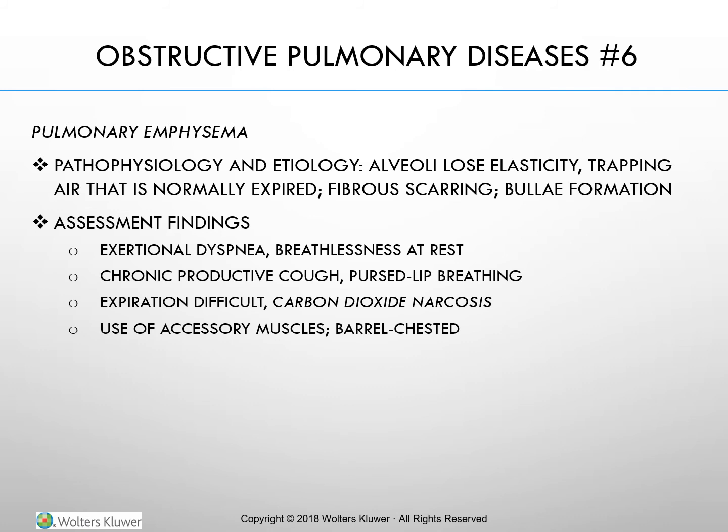Lung auscultation reveals decreased breath sounds, wheezing, and crackles. Heart sounds are diminished or muffled. Visual inspection shows a barrel-chested person breathing through pursed lips and using the accessory muscles of respiration.